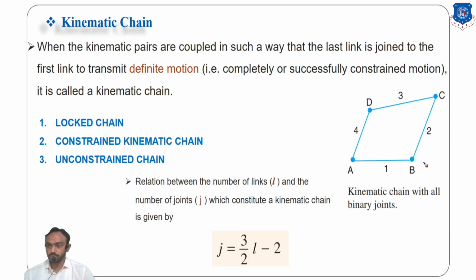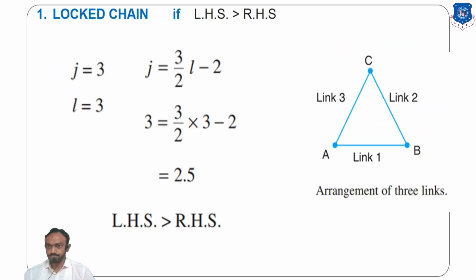So we go to the next slide. The first chain is a locked chain. For that, LHS will be greater than RHS. How? Check this mechanism. There is link number 1, link number 2, link number 3. 3 links are there, and 3 joints: joint number 1, 2 and 3.